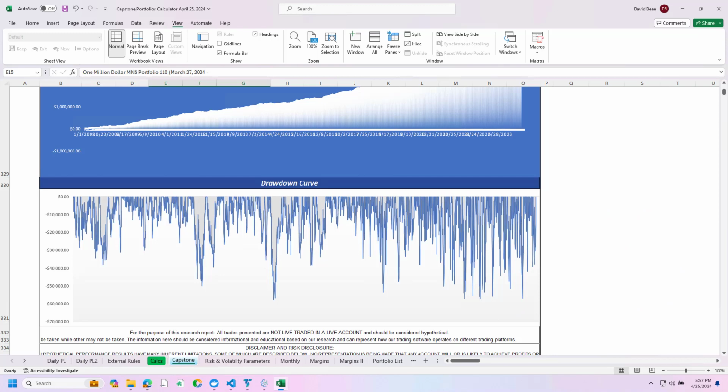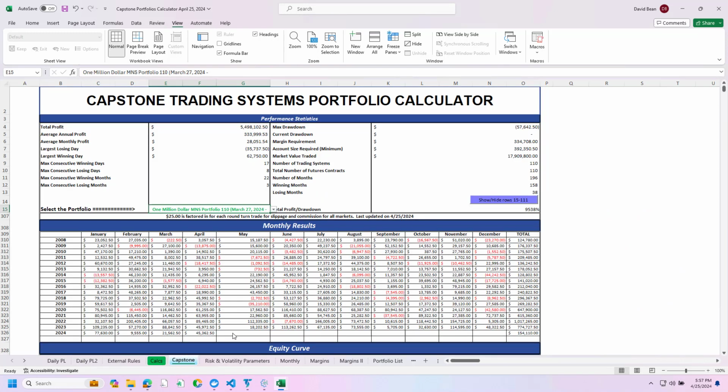We are showing 45K on the month in the live portfolios. This would be about 9,000. We're trading 20% of this 1 million M&S in the 250K portfolio. So about 9,000. We're up about 10,000 in live trading. So we've done a good job matching it.